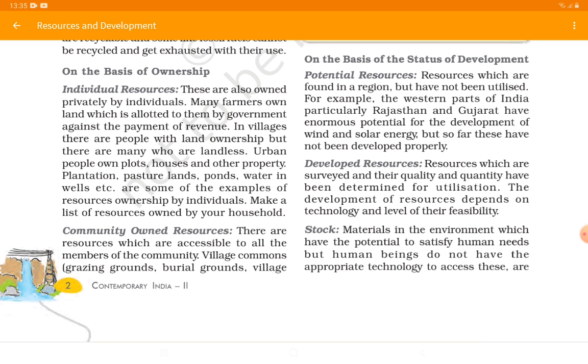Make a list of resources owned by your household. Also, we see many resources that we own every day. That is the individual resource.